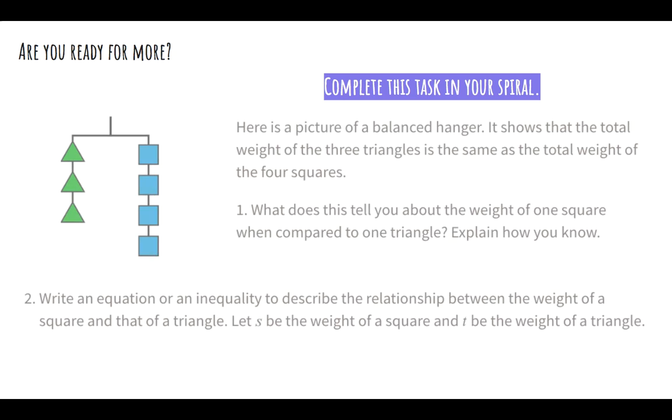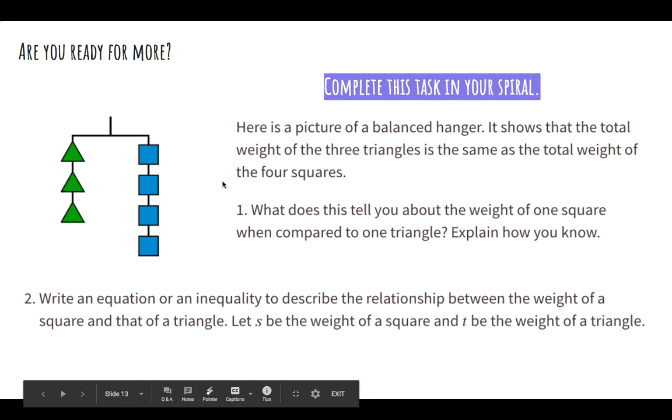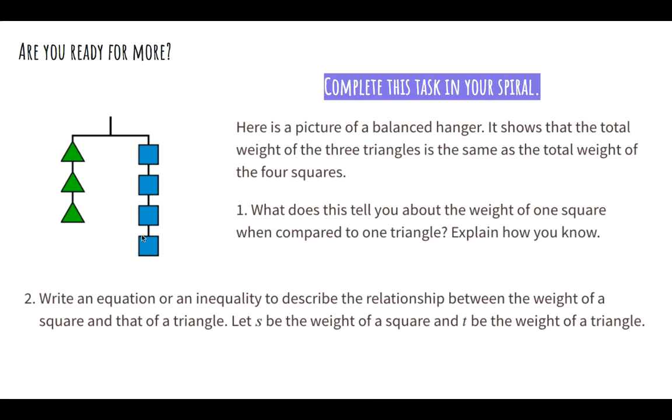Okay. Here's one last practice task. You have a picture of a balanced hanger. So we have an equation here. It shows the total weight of the 3 green triangles is the same as the total weight of the 4 squares. Now from this balanced hanger, we're going to reason, what does this tell you about the weight of 1 square when compared to 1 triangle?